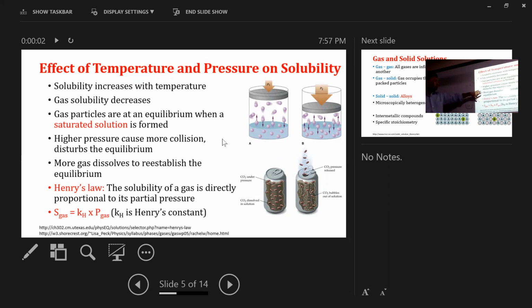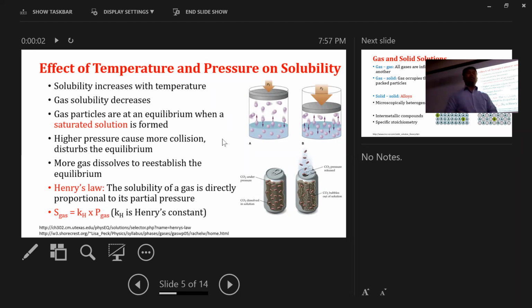So normally we know that the volume of the gas particles is very small. In the last chapter we learned about the kinetic molecular theory. In the kinetic molecular theory we mentioned that the volume of gas molecules is very small compared to the space between the molecules. Therefore, you can keep all the gases in the same container.